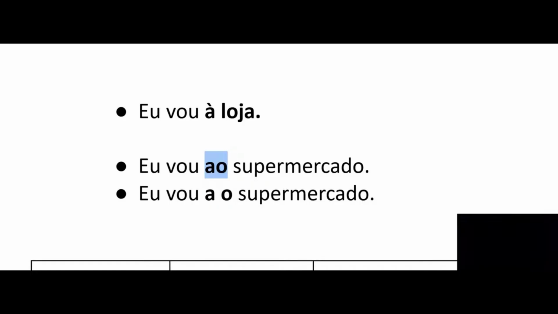Okay, for the pronunciation, no one has time to say eu vou a a loja. They'll just say eu vou à loja. But we assume you need to stretch the sound because of the sign. Okay, but we pronounce them the same. But when you're writing, as I said earlier, it is different. That's why I say what we say sometimes is not the same as what we write.